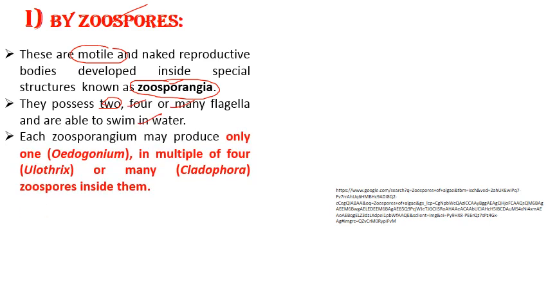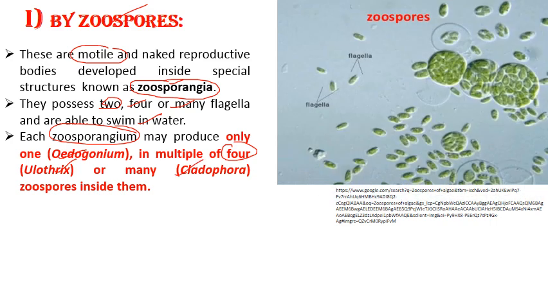Then each zoosporangium may produce only one zoospore inside the zoosporangium as in case of Oogonium, or multiple of 4 as in the zoosporangia of Ulothrix, और बहुत सारे zoospores बनते हैं in a single zoosporangium as in case of Cladophora. So ये जो structure है, this is called zoosporangium, और इसके अंदर जो ये structure, these are known as zoospores and they contain flagella. So ये जो smaller structure, this is called zoospore.